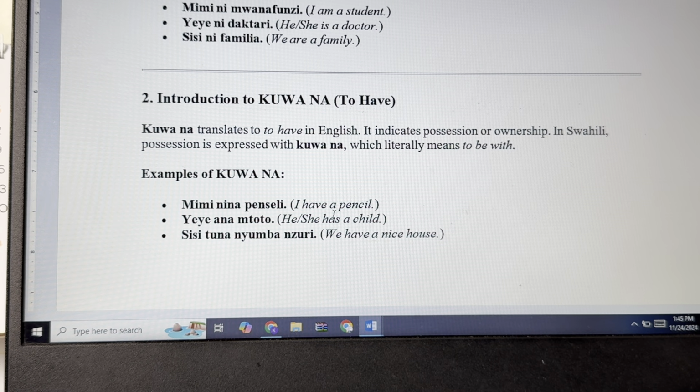I'll be making more lessons differentiating kuwa na and niko na, to be with something in a place. So let's continue with our lesson today, which is kuwa and kuwa na. We continue.